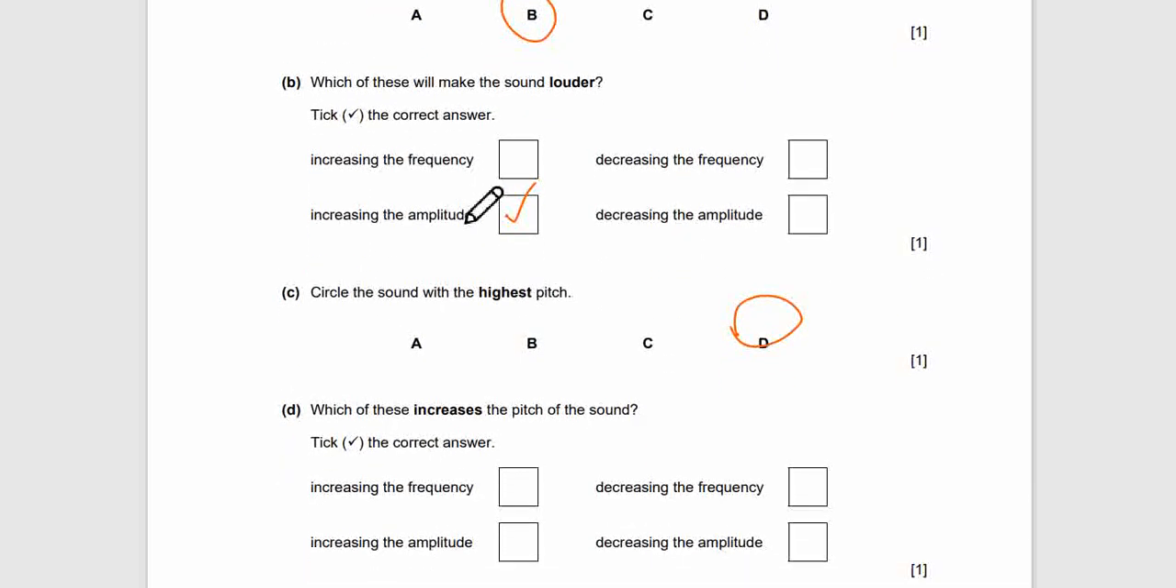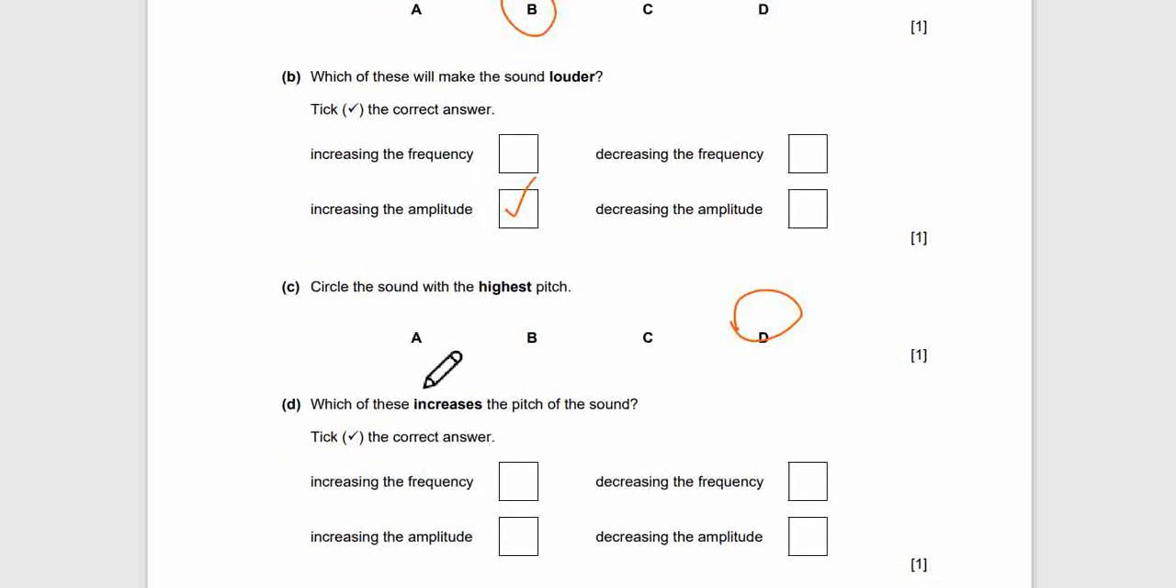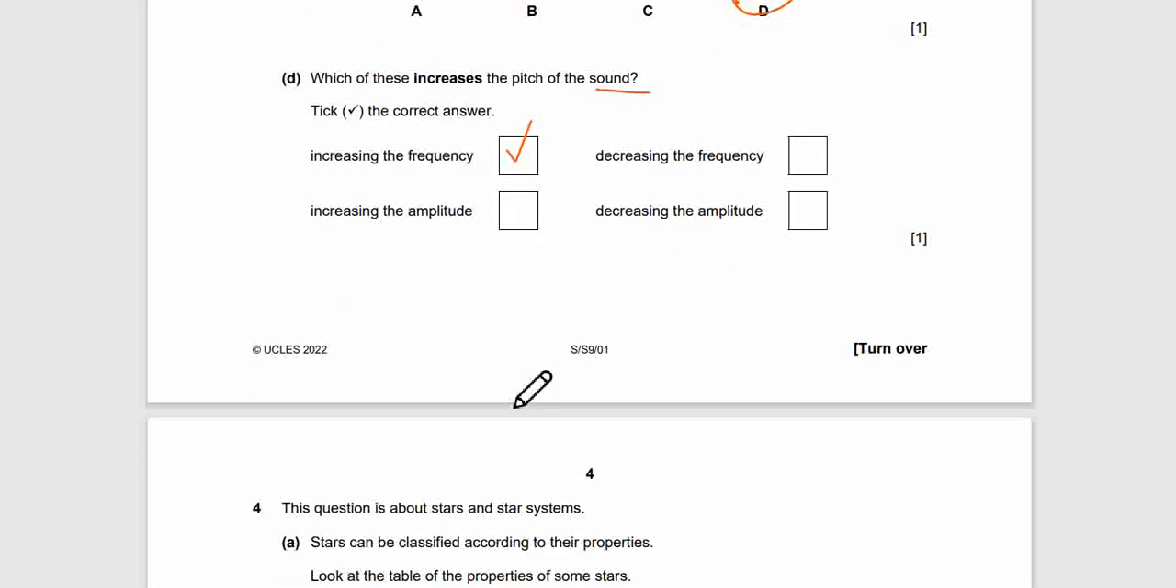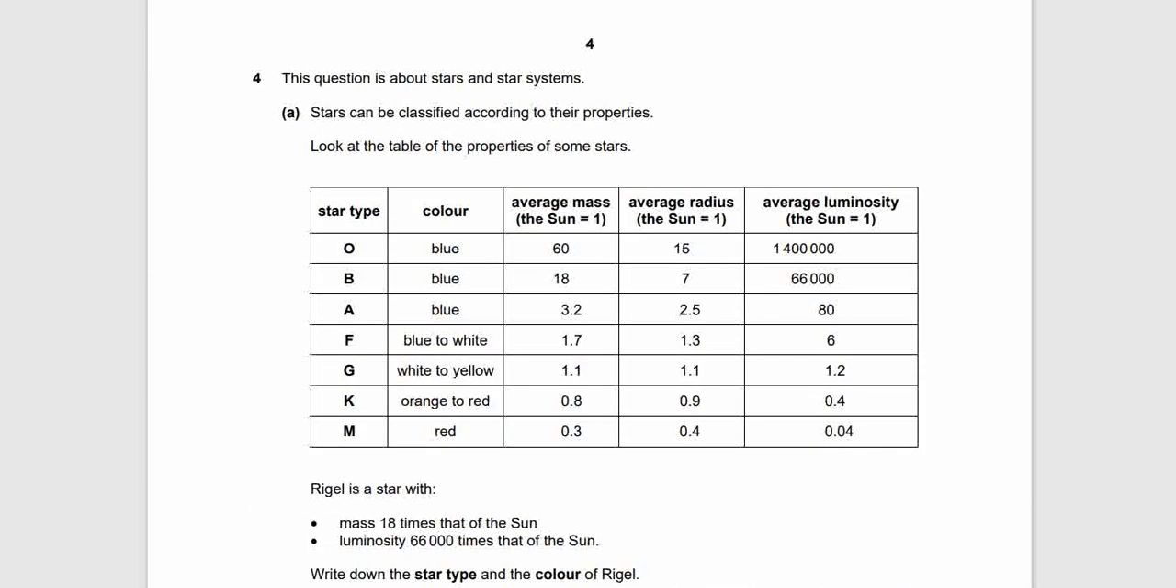Next we move on to question D. Which of these increases the pitch of the sound? So sound pitch is related to frequency, so we have to increase the frequency. Let's move on to the next, number 4.